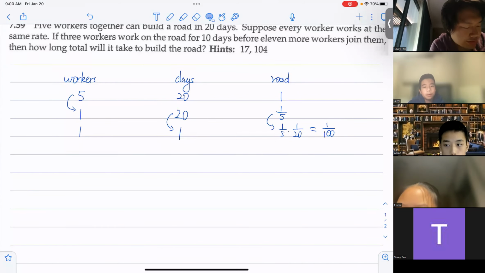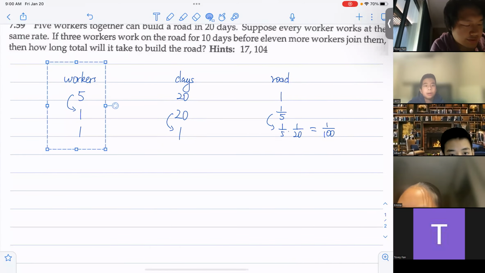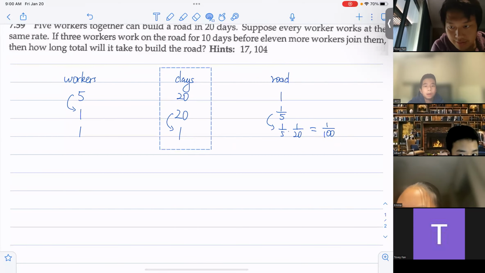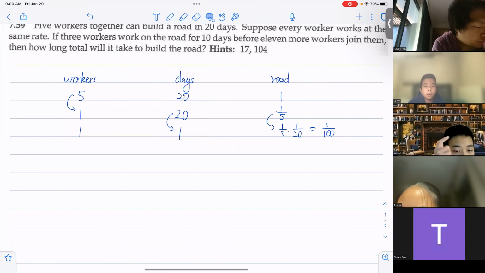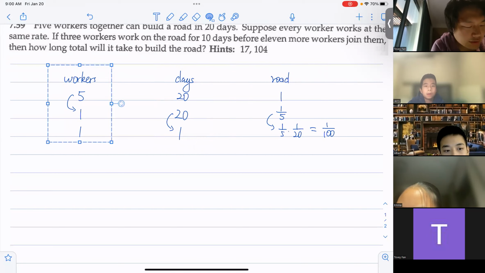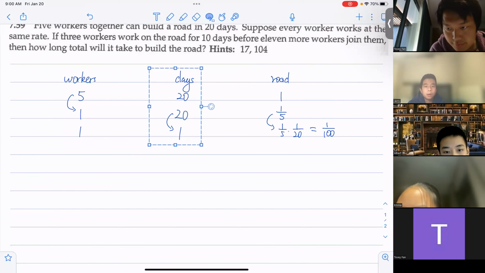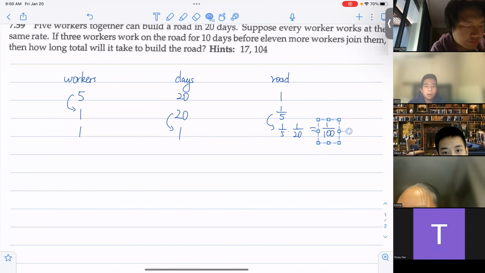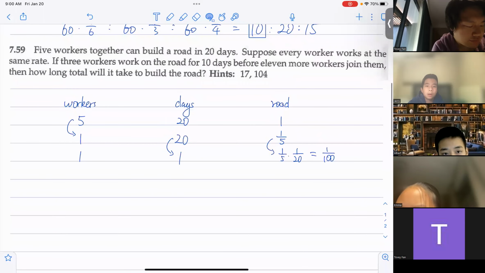Good. In other words, it means that 100 workers can finish the road in one day, right? Or one single worker can finish the whole road in 100 days. Okay, so you see, after we figure out the individual work rate, no matter how many workers or how many days they give us, we can always figure out how much of the road they will have finished after that many days.